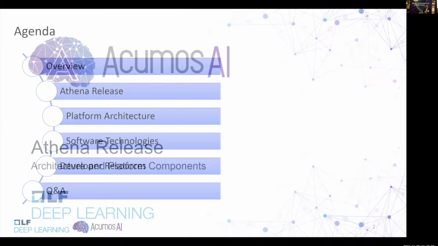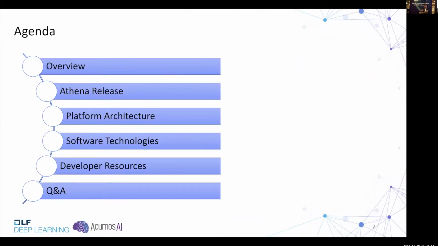So I'm going to give you an overview, and then we go a little bit deeper into the Athena release. I'm going to cover the platform architecture. You've seen a lot of solutions since morning. We're going to talk about what different software technologies we are using, and then I'll leave you with some developer resources so you can take the next steps of how to be part of not just Athena, but also the coming Boreas release. We have about 10 minutes or so at the end for Q&A, so we can do that before we break for lunch.